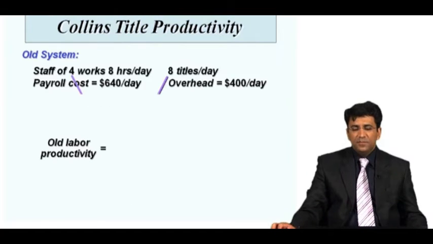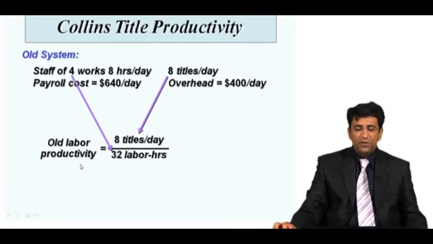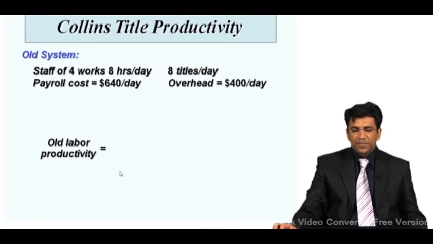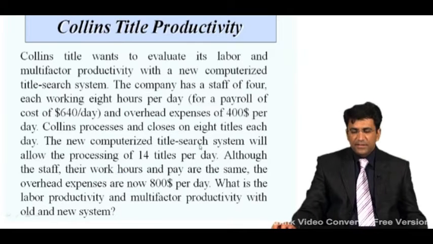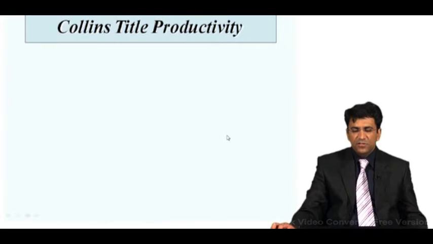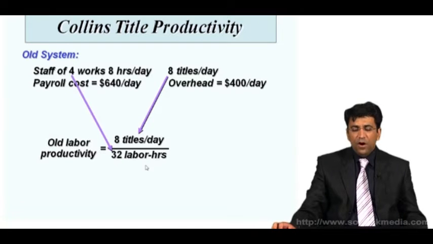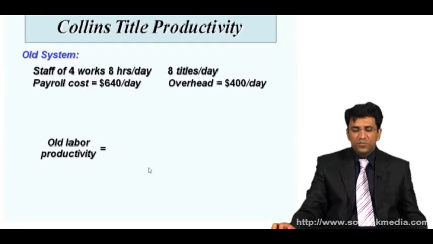So in this particular example, students, suppose we are interested in the labor productivity. When we talk about labor productivity, it means labor is taken as the only factor of input. That is the single factor productivity model. In this particular case, we will take only labor hours as the input. So you can see, with the old system, what was the output? As I told you, with the old system he was able to produce 8 titles. So this 8 is your output. And how many labor hours are being consumed?